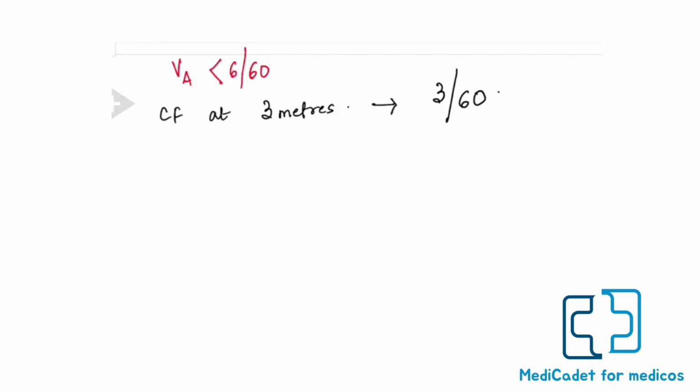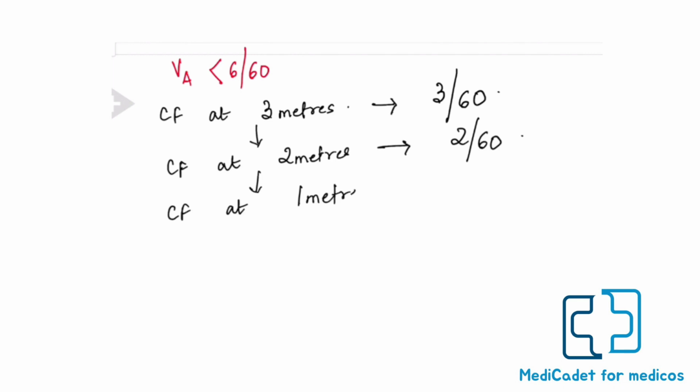Now what is less than 3 by 60? Counting fingers at 3 meters. Less than that is counting fingers at 2 meters. Now counting fingers at 2 meters is denoted by 2 by 60. Now what is less than counting fingers at 2 meters? Less than counting fingers at 2 meters is counting fingers at 1 meter, and that is denoted by 1 by 60.